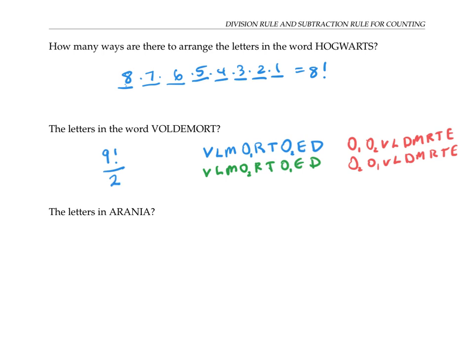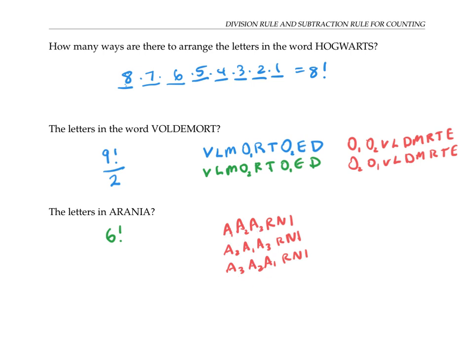What about arranging the letters in the word Aranya? There's 6 letters. If we were just arranging 6 distinct letters, we would have 6 factorial ways of doing it. But this time, 3 of the letters are the same. So counting 6 factorial is like saying this way of doing the letters is distinct from this way, which is also distinct from this way. But in fact, these 3 ways are all the same. We can't tell the difference between the A's.